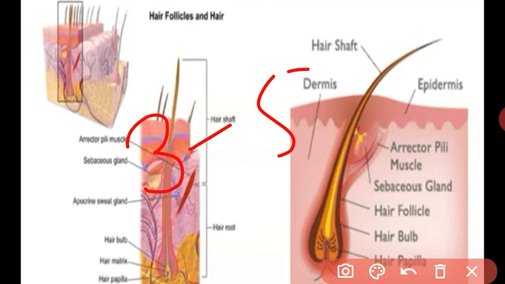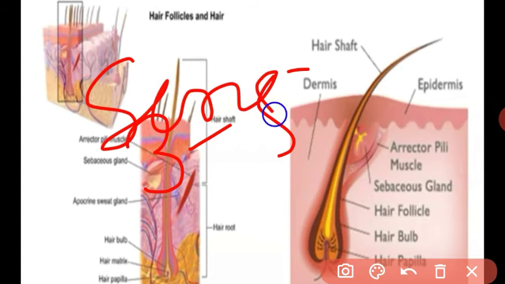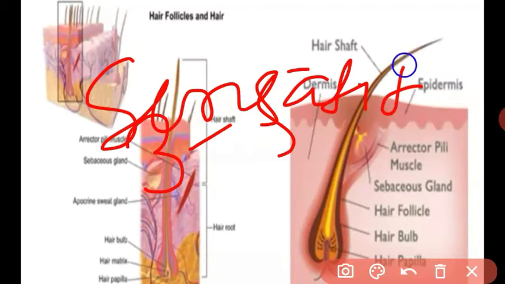Hair provides the sensation of touch. Sensation of touch means it also contains nerve fibers. Due to these nerve fibers, the hair works as a sense organ.